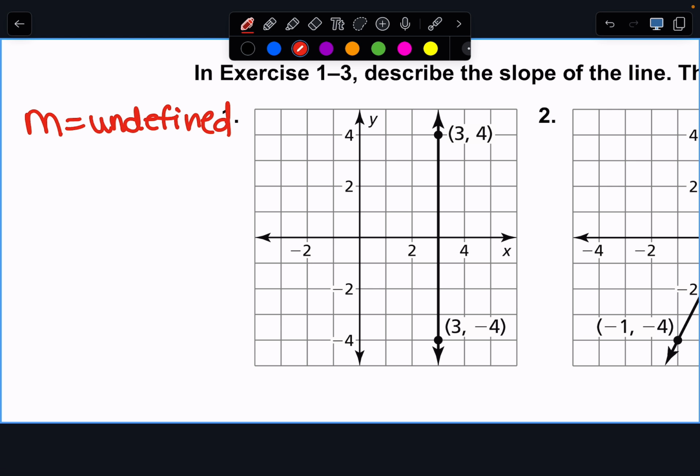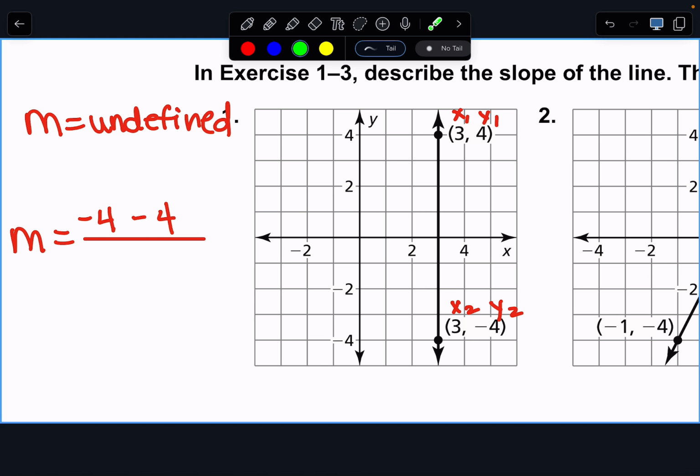Now, let's practice using the slope formula. It does not matter which one you choose as x1, y1, and which one you choose as x2, y2. I'm going to choose this to be x1, y1, and this to be x2, y2. So in my formula, I'm going to take y2 minus y1. Now I'm going to take x2 minus x1.